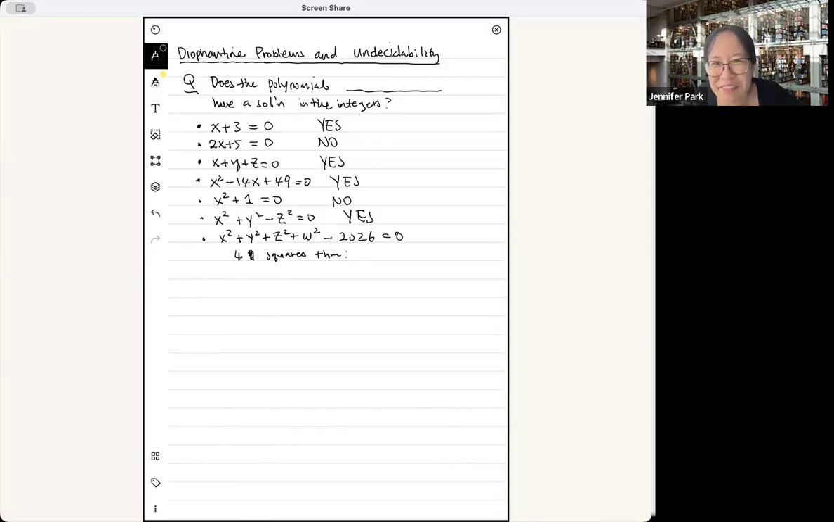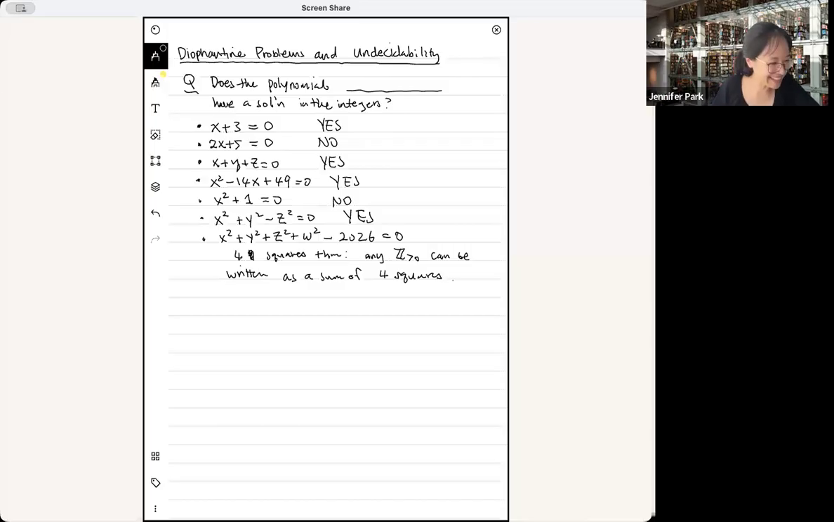Somebody even found the solution. Okay, I was not looking for that, but that's great. I actually didn't notice. So any positive integer can be written as a sum of four squares. Okay, so that's great. How about this one?